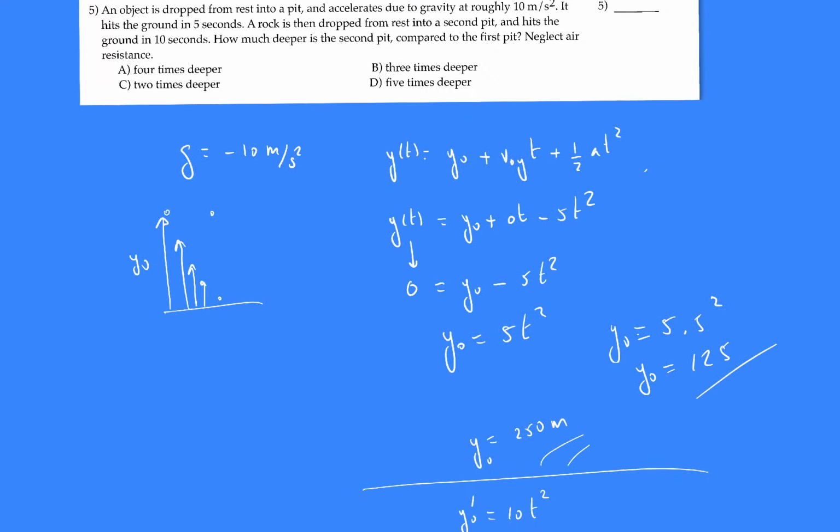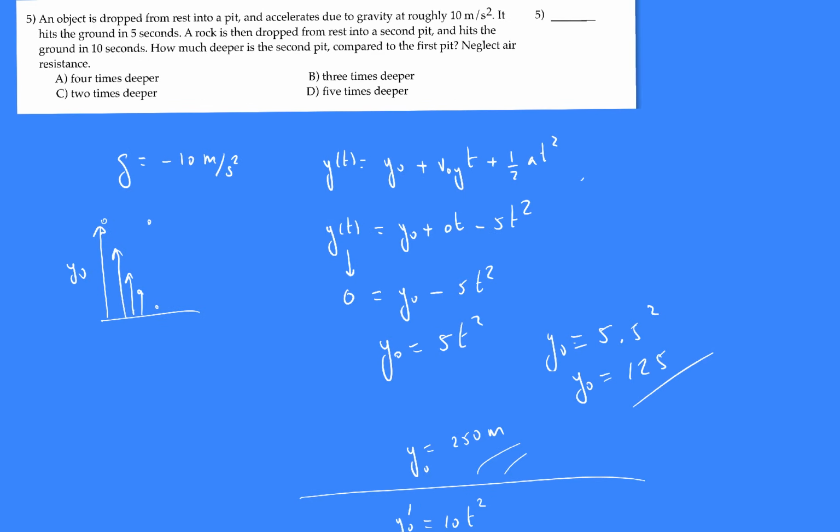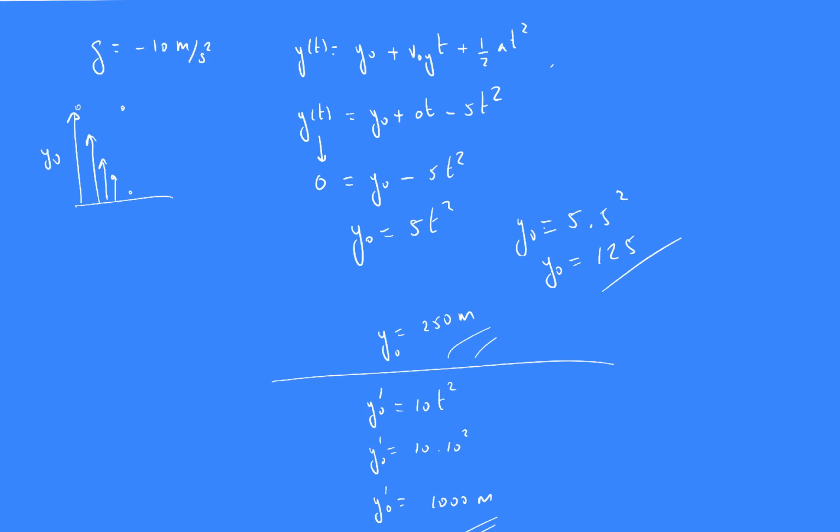And now the second pit, it takes 10 seconds. You may think, well, if it takes 10 seconds, it means that the depth of the pit is double 125, and it's not true. Okay, now the equation will be the same one. Let me erase here. The new depth, y prime 0, will also be 5t squared.